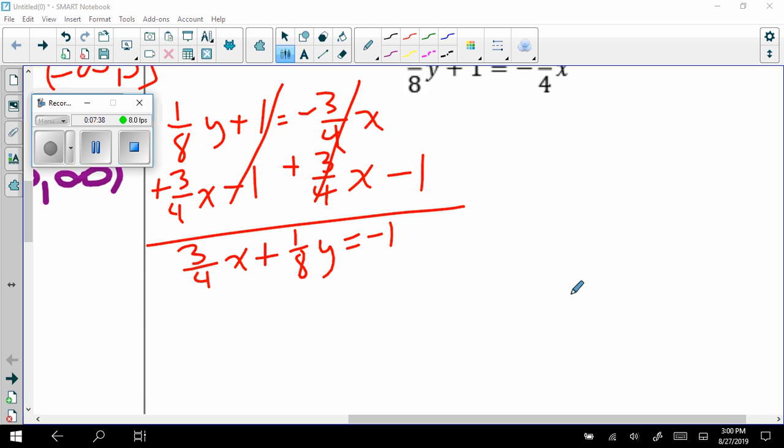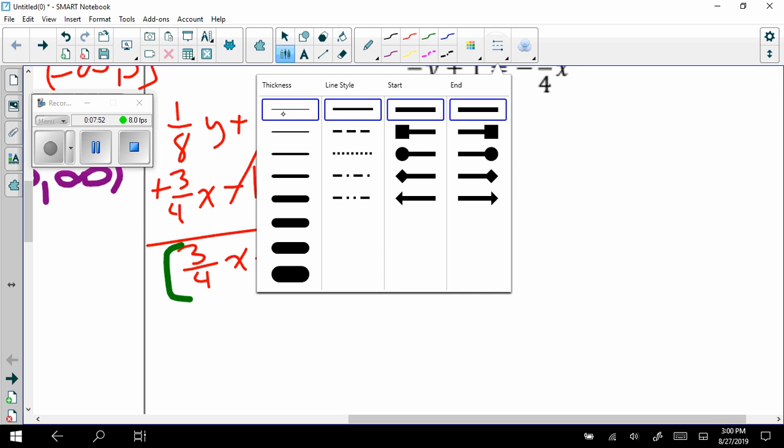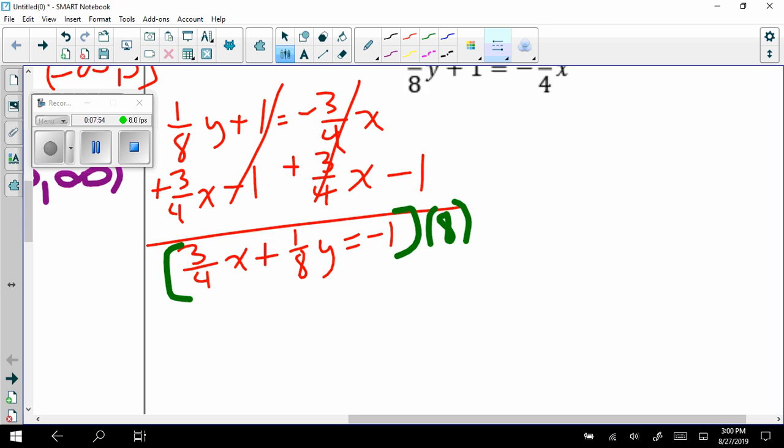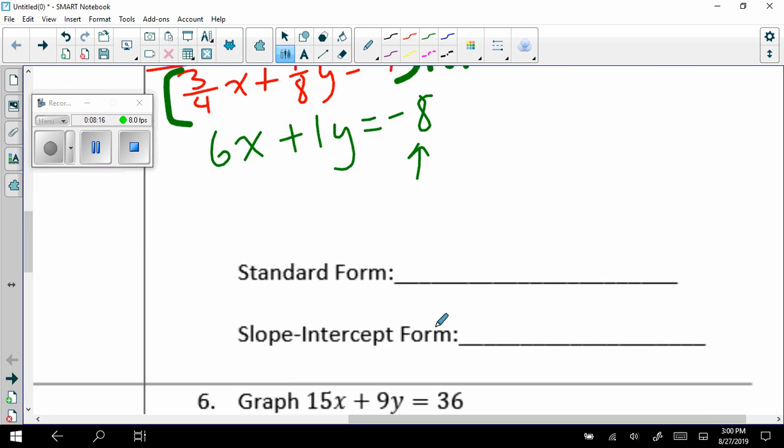All right, so I now need to get rid of my fractions. I'm going to look at my denominators, 4 and 8. I'm sorry, not the GCF. The least common multiple is 8. So I'm going to multiply everything by 8. So 3 times 8 is 24 over 4 is 6x. For this one, 8 times 1 over 8 is 1, so plus 1y. And then -1 times 8 is -8. Right there, that's the other mistake I saw. We forgot to multiply that one. So this is your standard form.